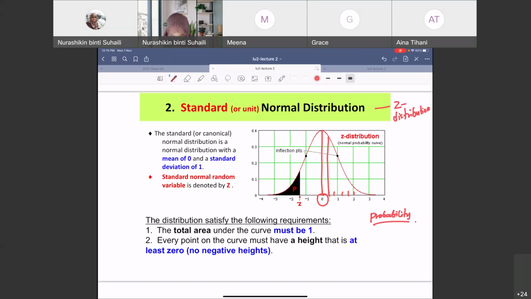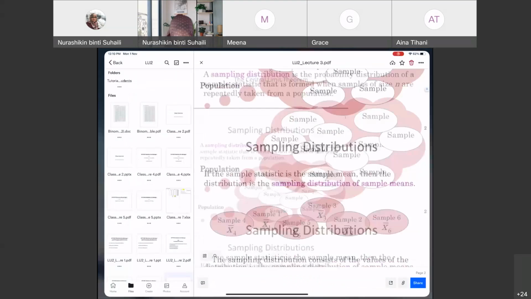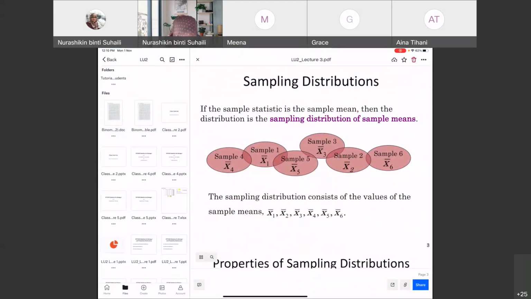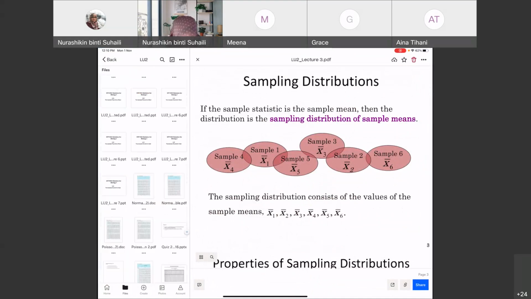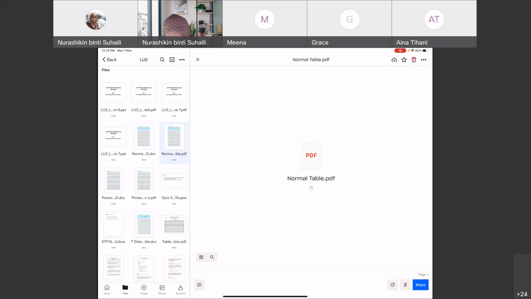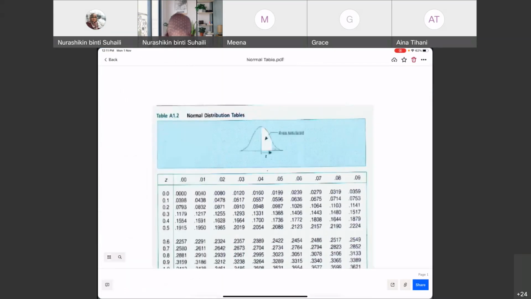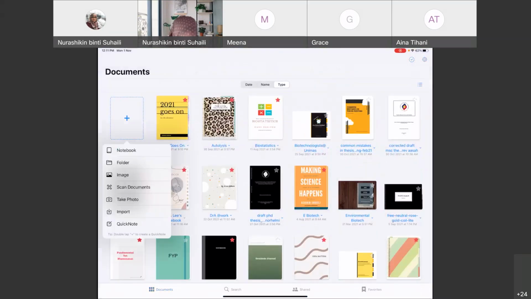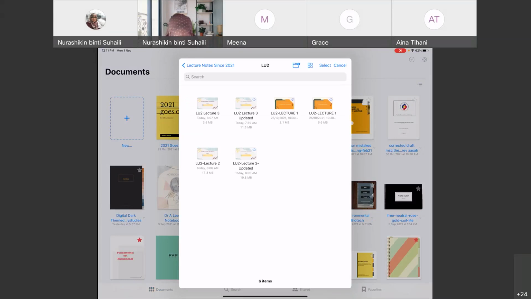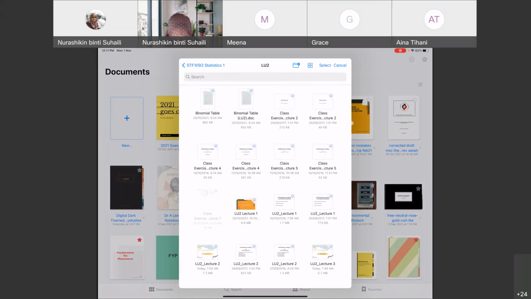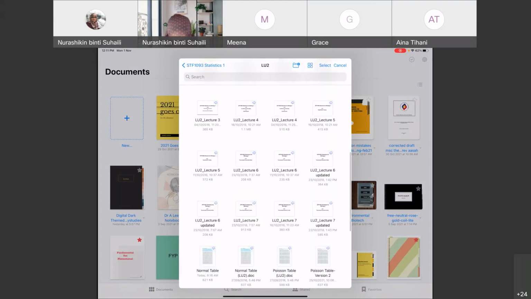Okay, let me show the table. So this is the table. There are so many tables in statistics, if you notice. Every distribution will have its own table. So that's why these distributions are called standard distributions, because they have this table made for them. So you have to refer to the right table whenever you solve problems related to this distribution.